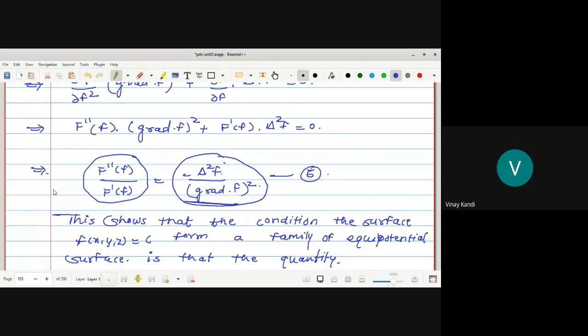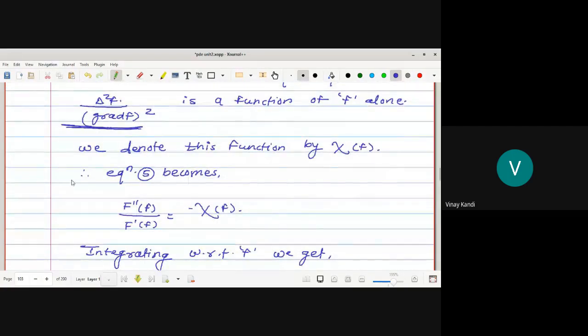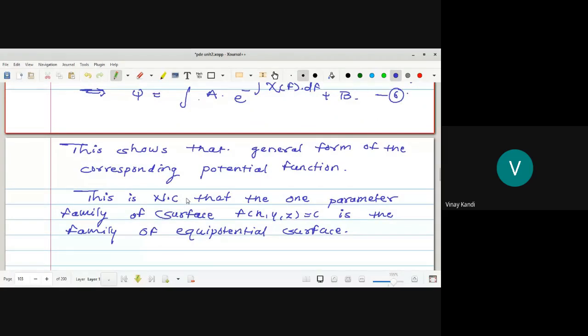Okay, so now we have to determine the value of psi. So from integrating 2 times we get the value of psi. Okay, so this shows the general form of the corresponding potential function.